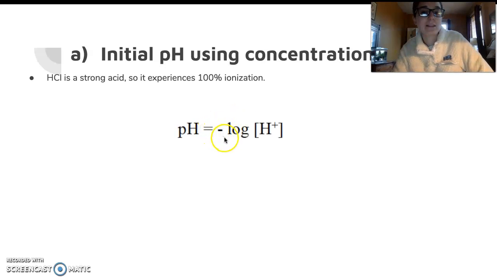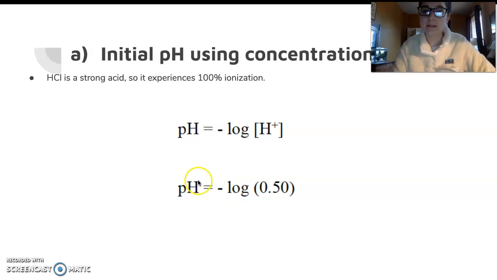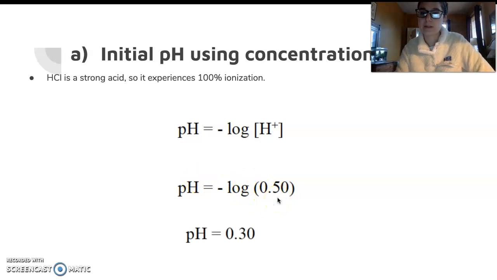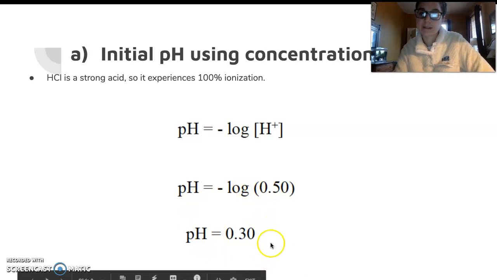So pH is going to be the negative log of that concentration of H plus. Since, again, it experiences 100% ionization, we're going to have 0.5 molar H plus ions. So pH is going to be the negative log of 0.5. So our pH of our starting solution is 0.3. So this is a very acidic solution of what we're starting with for our analyte.